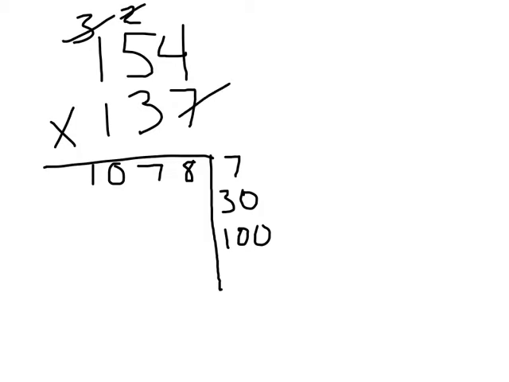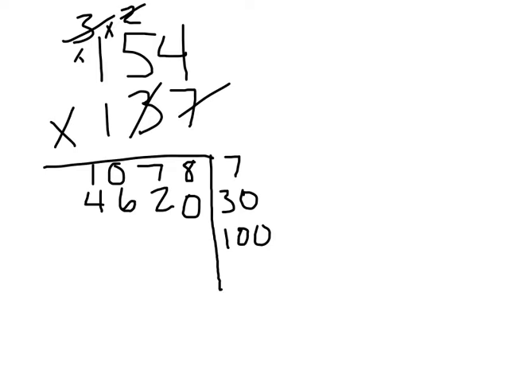What should I do now? I need to drop a 0 because 3 is in the tens place. Now I can multiply. What's 3 times 4? It's 12. What's 3 times 5? It's 15, plus 1 more is 16. What's 3 times 1? It's 3, plus 1 more is 4. Now I'm done with my 3.